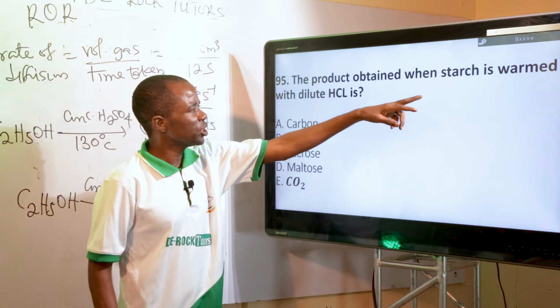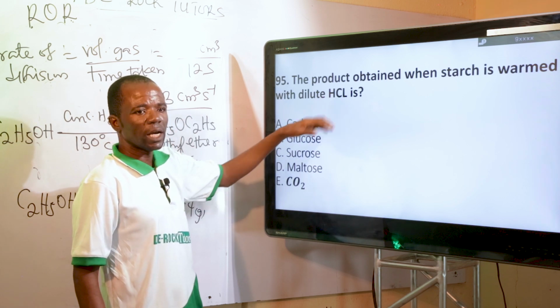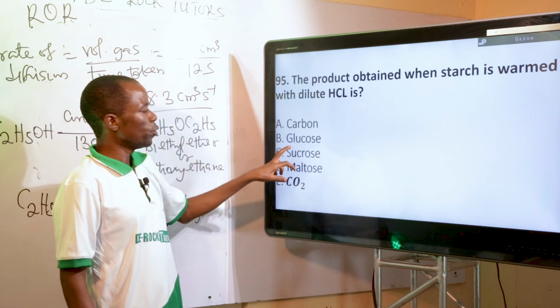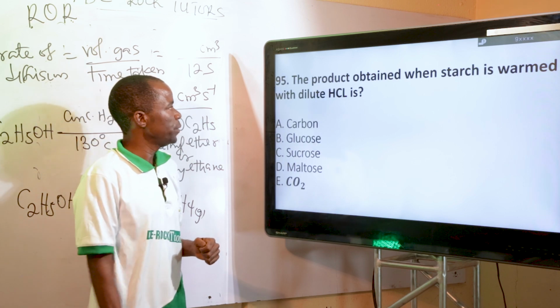But when starch, in this case, is warmed with dilute, emphasis on dilute HCl or dilute H2SO4, then the starch will be hydrolyzed to produce glucose. So the correct answer for number 95 is B, glucose.